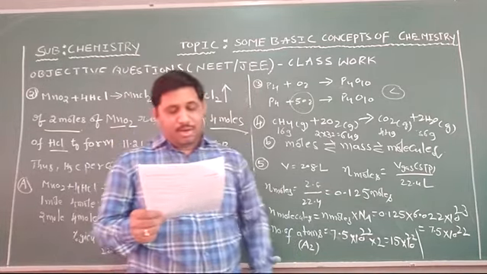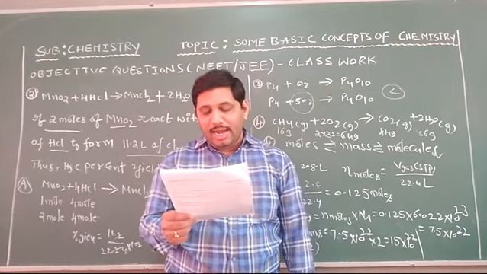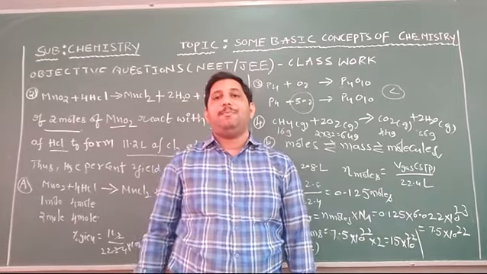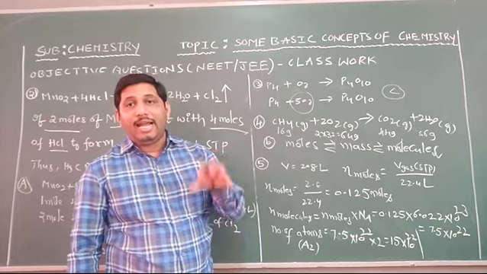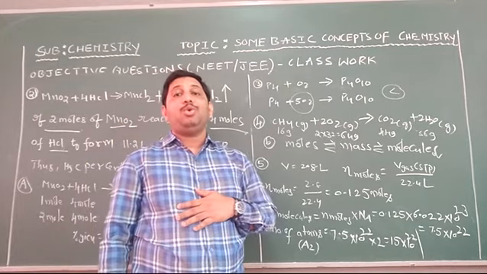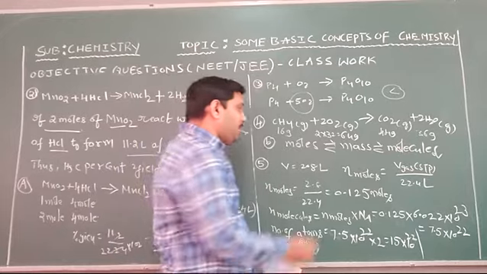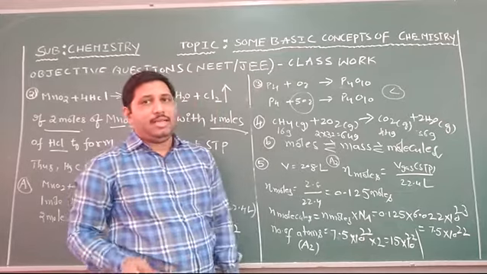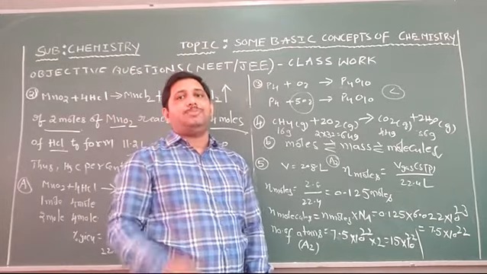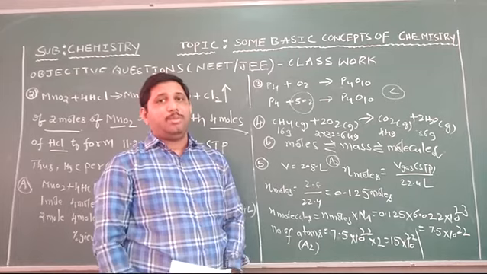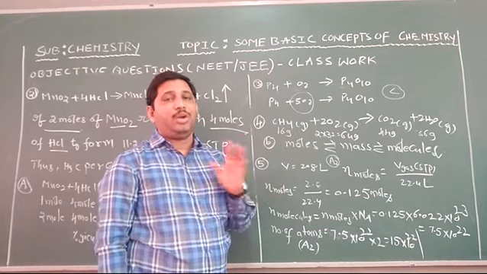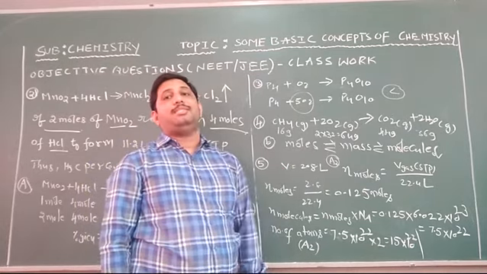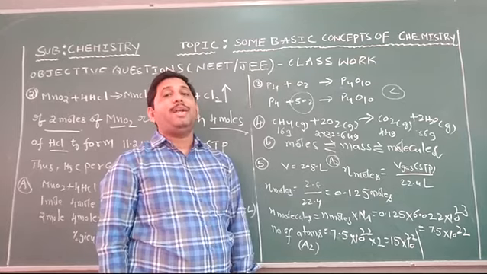Question number 5. How many molecules and atoms respectively are present in 2.8 liters of diatomic gas at STP? Diatomic gas is here. Let us consider A2, student. A2 is the diatomic gas. The gas which has 2 atoms is known as a diatomic gas. Examples are H2, Cl2, Br2, like this. The volume is equal to 2.8 liters.